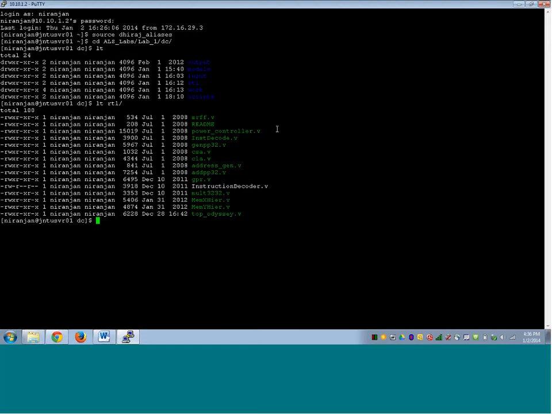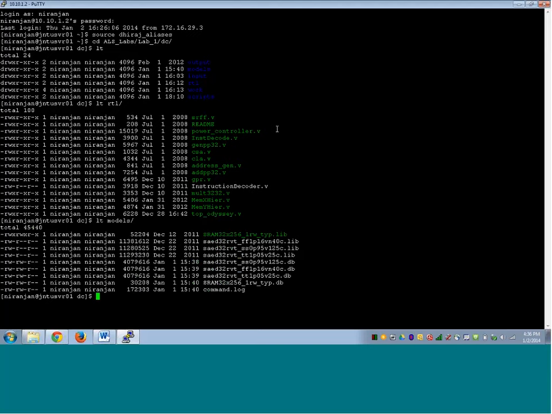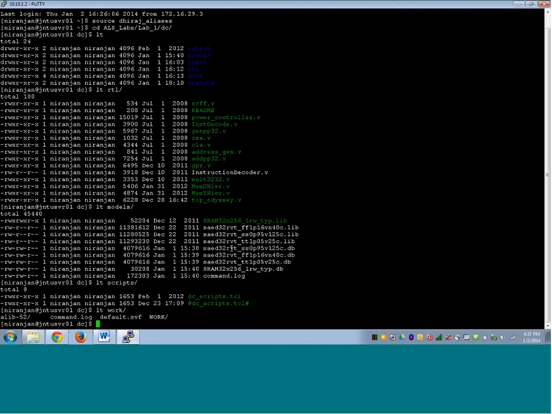This example design is from Synopsys, so we use this in our lab. Then the folder models contains the library. We'll look into all these libraries in detail. Then there is scripts, which contains the DC scripts for your design, which you would use for synthesis. Then work is the folder in which you would start working, start invoking DC shell and do a lot of work. Then output is the one in which we would store the output from Design Compiler.